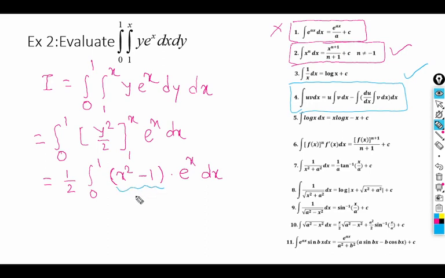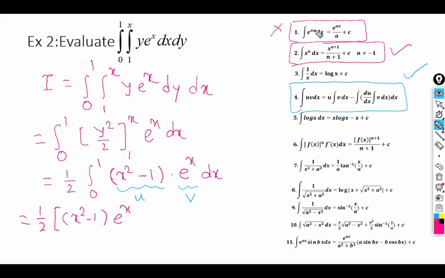We take the algebraic function as u and the exponential as v. So this is the example where we use integration by parts. Remember, algebraic into e raised to x. So integrating by parts now. This 1 by 2 is a constant as it is. In by parts, we take the first function x square minus 1 as u, into the integral of the second. The integral of e raised to x is e raised to x.